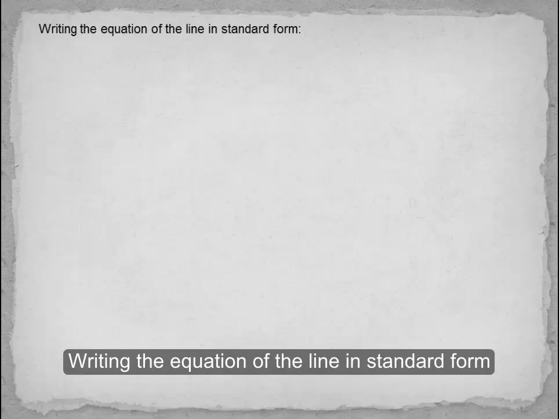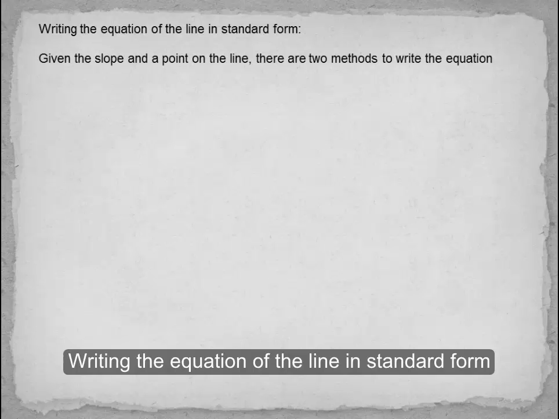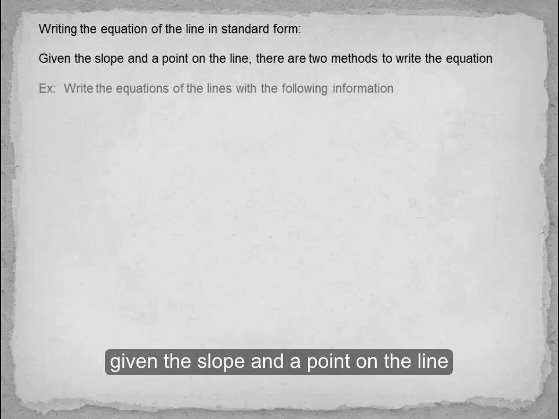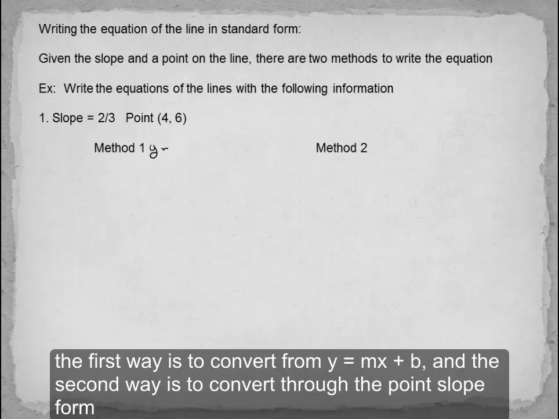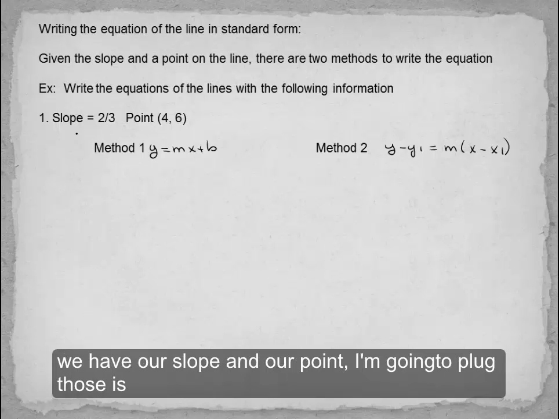Okay, writing the equation of the line in standard form, given the slope and a point on the line. We can do this again in two ways. The first way is to convert from y equals mx plus b, and the second way is to convert through the point slope form. Okay, we have our slope and our point. I'm going to plug those in.